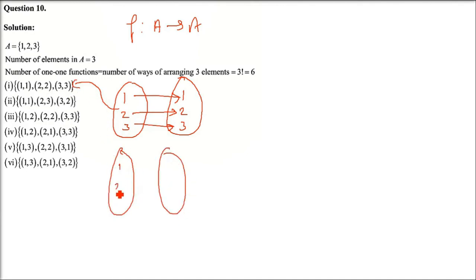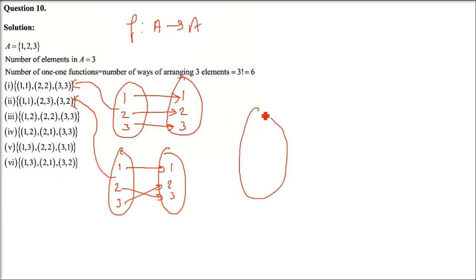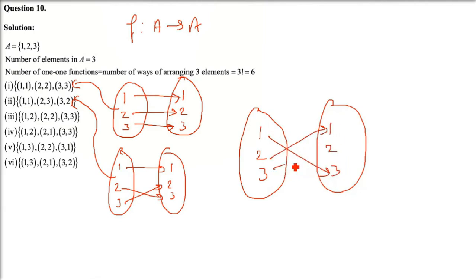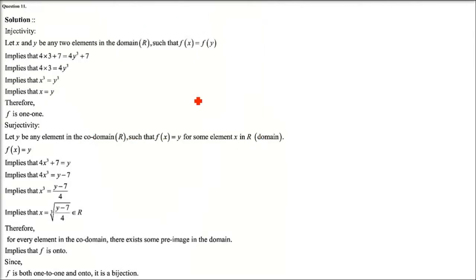The second one, 1, 2, 3 and 1, 2, 3. Now 1 to 1, 2 to 3, 3 to 2. Next one. Let us take two more. Any of these. Let me tell you, the number of elements is 3. So the total number of 1 to 1 functions will be the number of ways of arranging 3 elements, which is factorial 3. That is 6. I'm taking one more. 1 to 3, 2 to 1, 3 to 2. How many of these? 6. So all the others you can make. This is the answer.